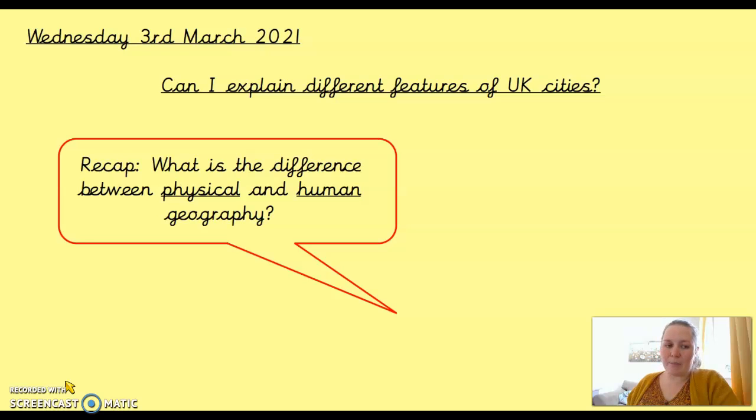Human geography refers to anything that involves humans or the way humans have affected the geography of a place. So we talked about population, farming was an example, and then human features are those that have been constructed, have been made by people. So features like bridges or castles, cathedrals, anything that's built by humans is a human feature. So we looked at some different landmarks and we popped them around our map last week.